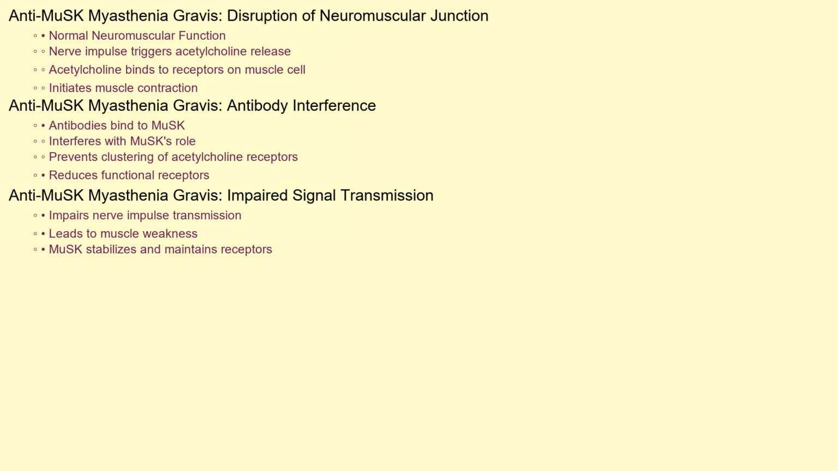Let's understand how this disease disrupts the normal functioning of the neuromuscular junction. Normally, when a nerve impulse reaches a muscle, it triggers the release of acetylcholine, a neurotransmitter. Acetylcholine binds to acetylcholine receptors on the muscle cell, initiating muscle contraction.